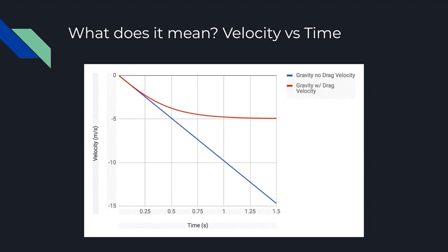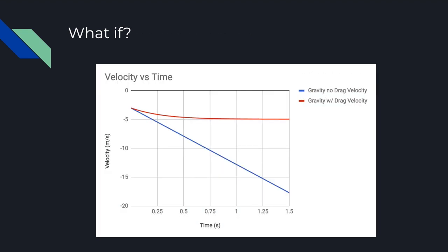On this graph, I increased the time interval to 1.5 seconds. We can see that the model of gravity with drag did indeed reach a terminal velocity of about -5 meters per second. We can assume our model with no drag will never reach a terminal velocity, especially since there is no visible curvature. What if the ball was thrown down instead of dropped from rest?